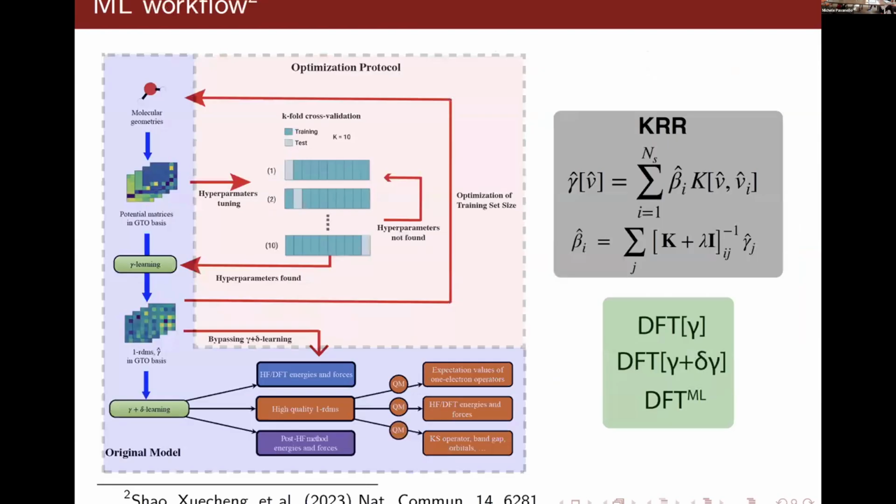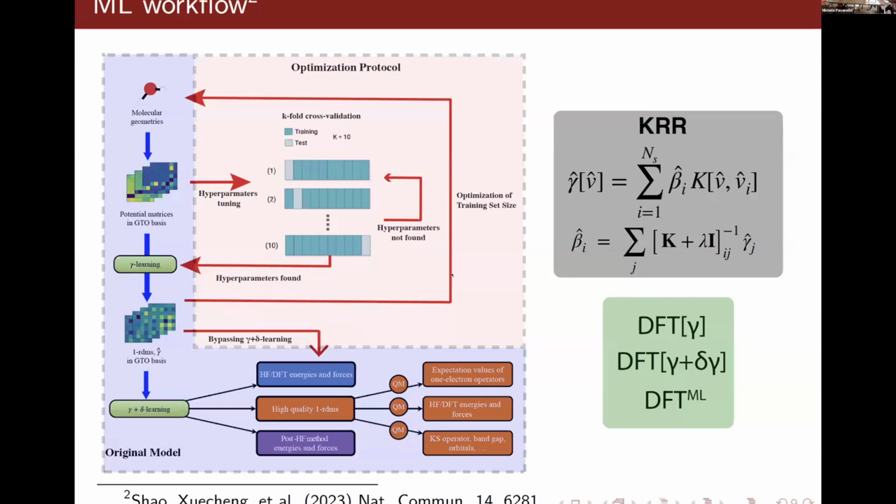Okay, so now this is the workflow that we have used for building our machine learning models. Panel A is our original model that already got published, and panel B is our recent addition of the optimization protocol to enhance the model performance. As I have mentioned, the target is to learn the mapping between this external potential and the one RDM. For a typical molecule, the machine learning workflow works like this.